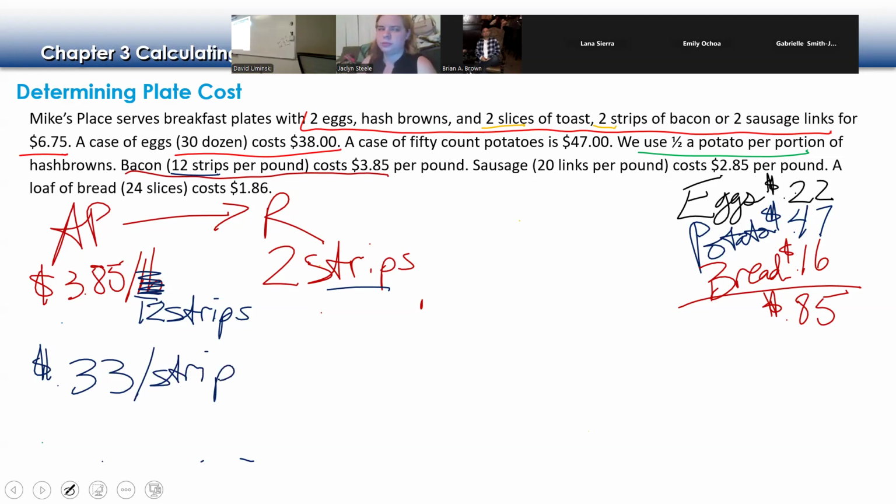And I need 2 of them. So my bacon is 66 cents. 66 cents plus 85 cents. And what is my cost for my bacon plate? $1.51.